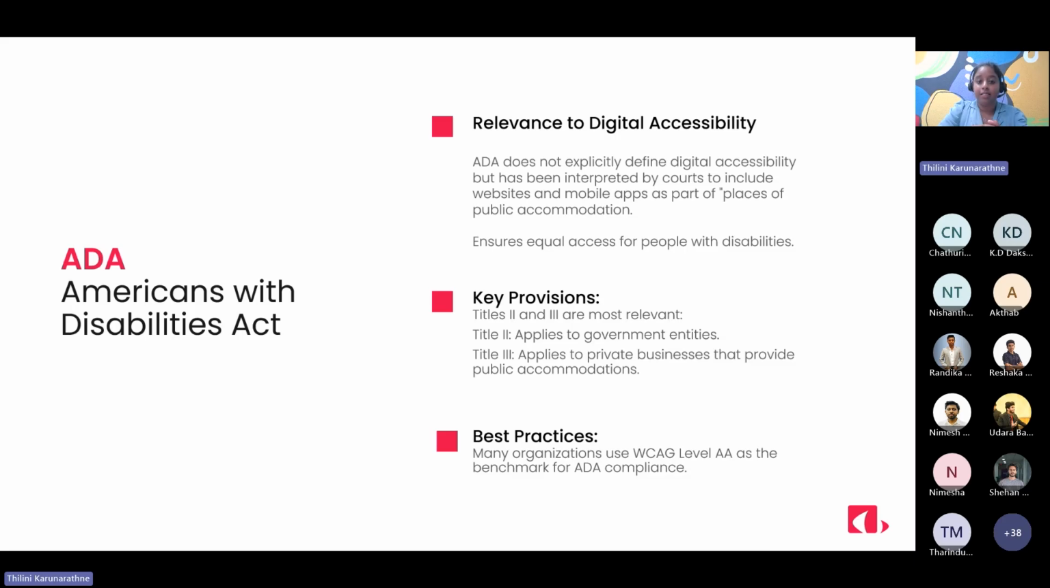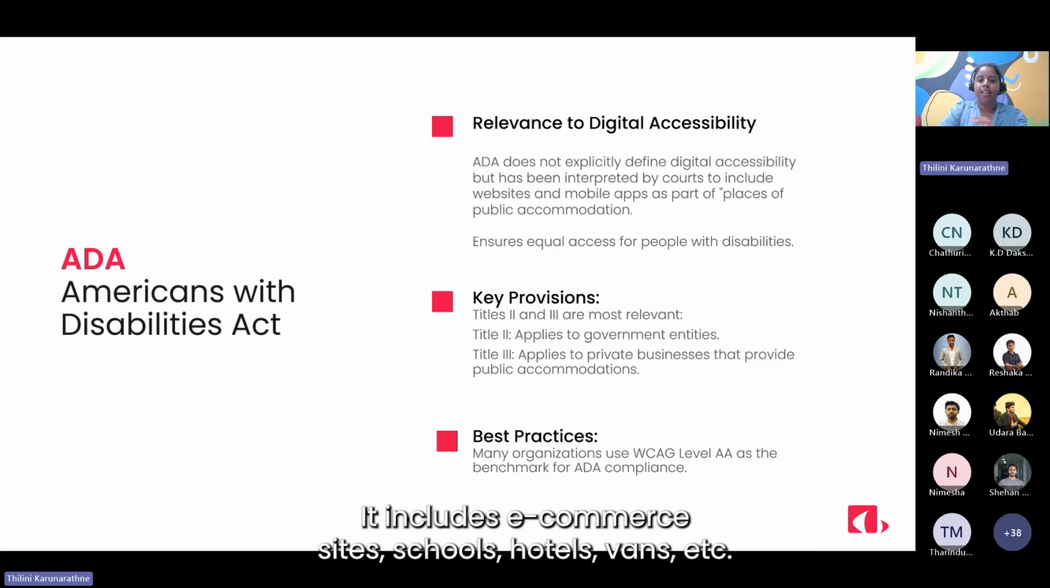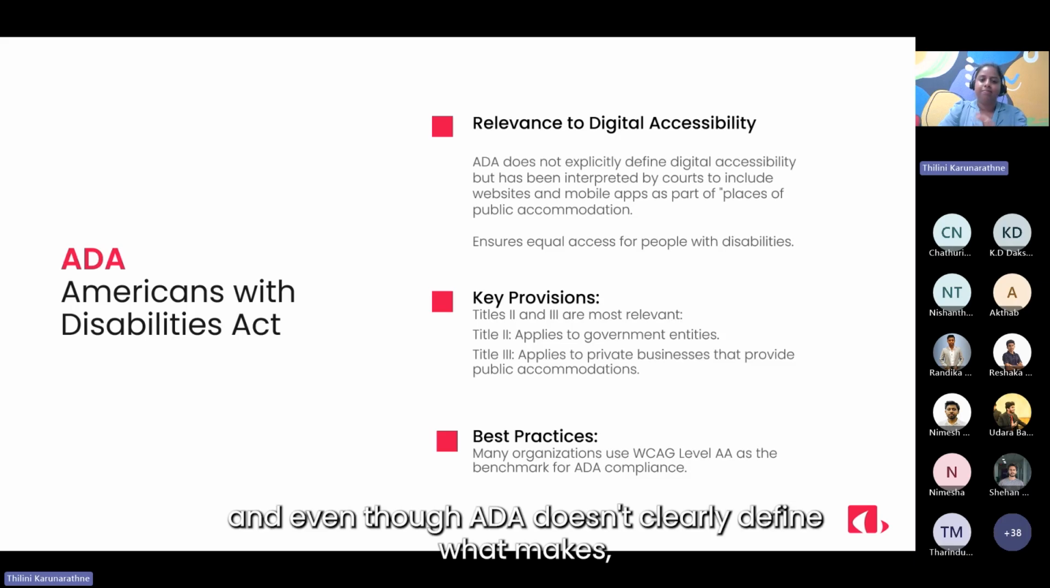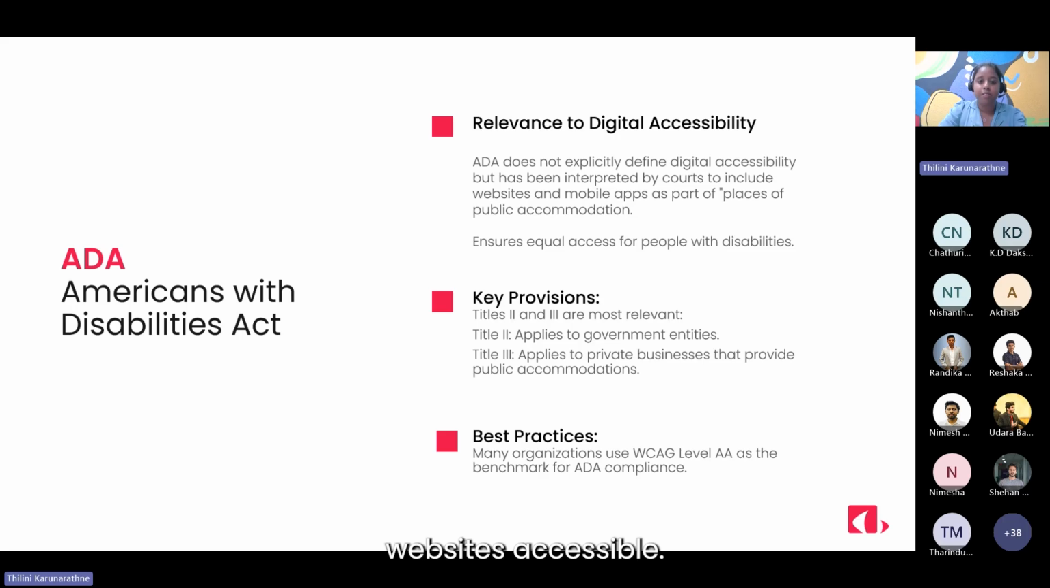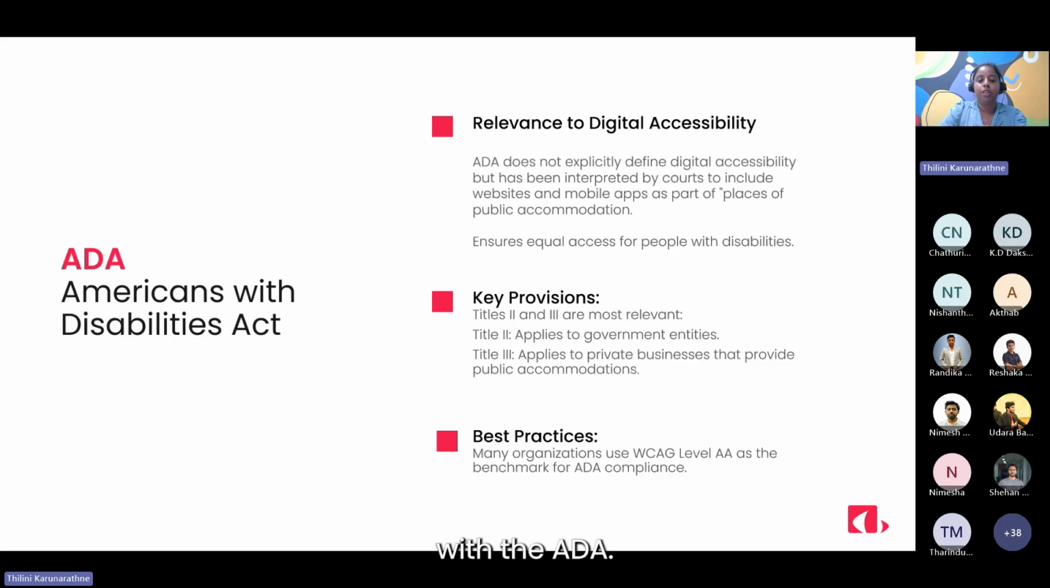Title 2 applies to state and local governments, whereas Title 3 covers private businesses that serve the public. It includes e-commerce sites, schools, hotels, banks, etc. And even though the ADA doesn't clearly define what makes a website accessible, courts use WCAG as the gold standard. That's why most companies aim to meet WCAG level AA as the benchmark. That's the practical target for staying compliant with the ADA.